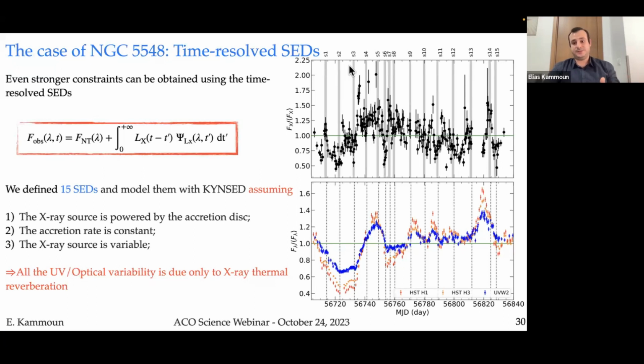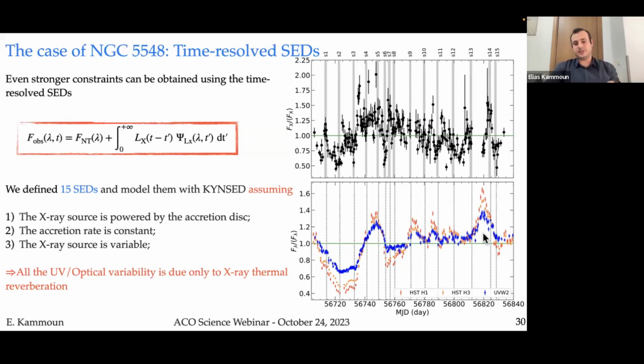We constructed 15 of these SEDs, and we tried to fit them with KINSAT, assuming, one, that the X-ray is powered by the accretion disk, so we have a connection between the disk and the corona. Second, that the accretion rate is constant. And third, that obviously the X-ray source is variable. In other terms, what we assumed is that any variability that can be seen in the UV should be coming from responding to the X-rays.